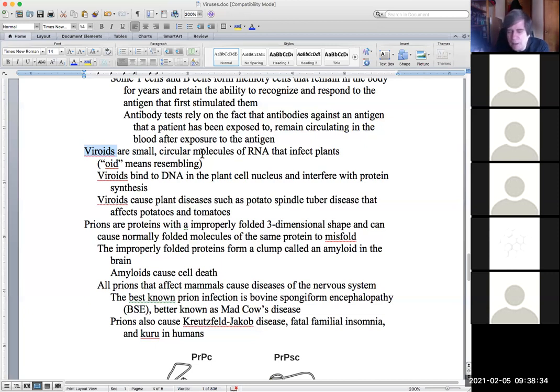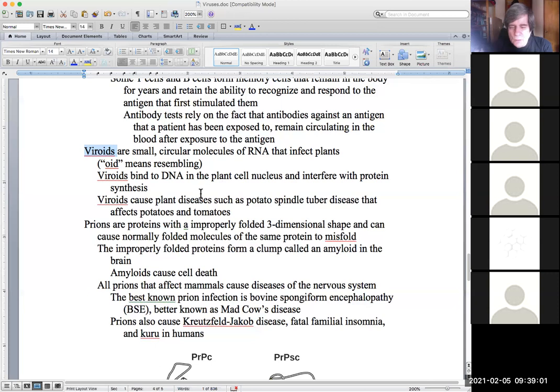A viroid is just a small circular molecule of RNA. All the viroids that have been discovered infect plants. It's sometimes called a small circular molecule of naked RNA. And naked just refers to the fact that the RNA is out there all by itself. It's not attached to anything else.